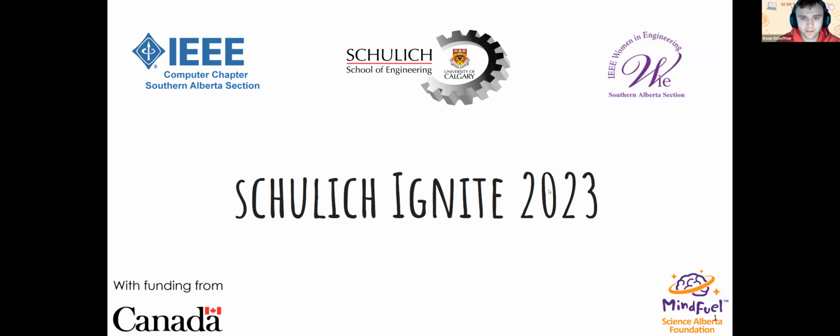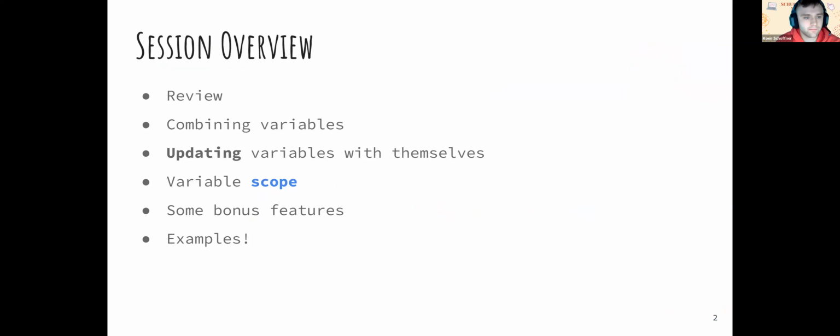Speaking of today's session, here is what today's going to look like. We're going to go over combining variables, which we did a little bit last week as well, and updating variables with themselves. We're going to talk about variable scope, which is an important concept, and some other bonus features that you can use in Trinket, and then some other examples.